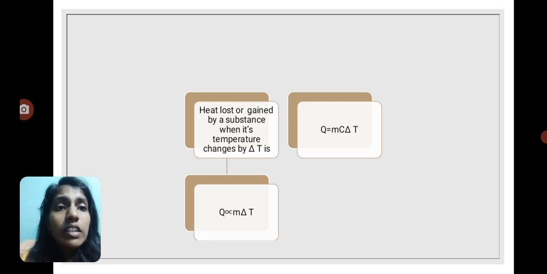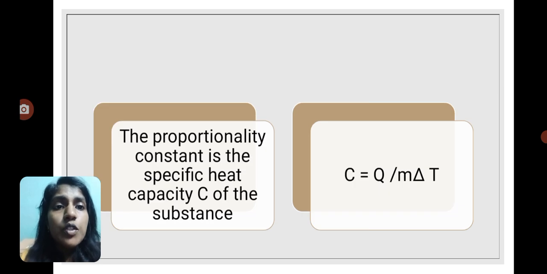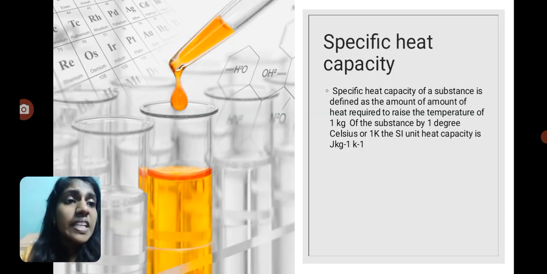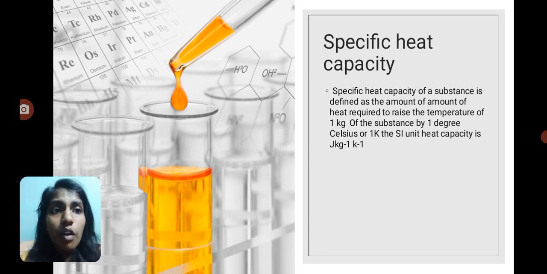Then the heat lost or gained by a substance when its temperature changes by del T is Q directly proportional to M del T. Q is equal to M C del T. The proportionality constant is the specific heat capacity C of the substance. C is Q by M del T. The specific heat capacity of a substance is defined as the amount of heat energy required to raise the temperature of 1 kilogram of the substance by 1 degree Celsius or 1 Kelvin. The unit of specific heat capacity is joule per kilogram per Kelvin.